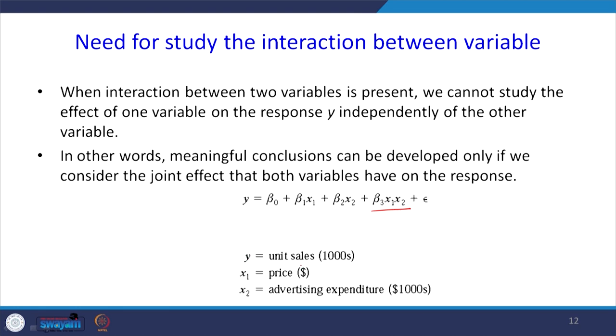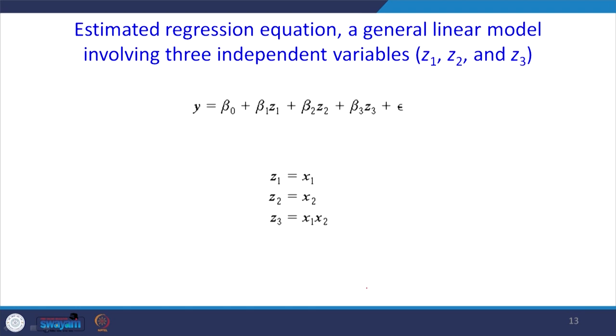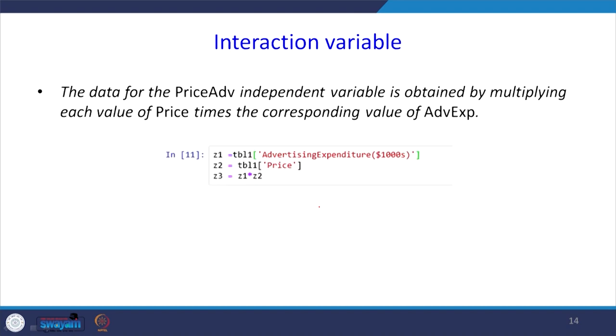Here Y is the unit sales in terms of units, X1 is the price, it has 3 levels, X2 is the advertising expenditure, it has 2 levels. Now, the estimated regression equation is a general linear model involving 3 independent variables, that is Z1, Z2, Z3. Here Z1 is X1, Z2 is X2, Z3 is this interaction variable, that is X1 multiplied by X2. Apart from X1, X2, we have to introduce another variable, that is the product of the 2 variables X1 and X2.